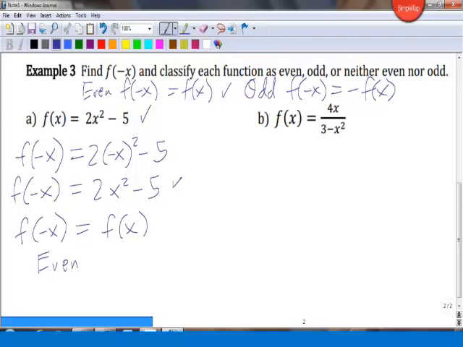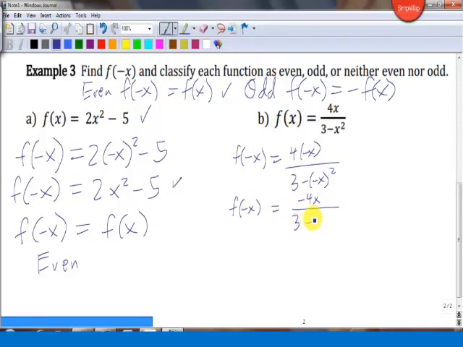Next, f of x equals this rational function here. F of negative x equals 4 times negative x over 3 minus the square of negative x. F of negative x equals negative 4x over 3 minus, I think we're all good with the fact now that the square of negative x is x squared. So let's put an x squared there.